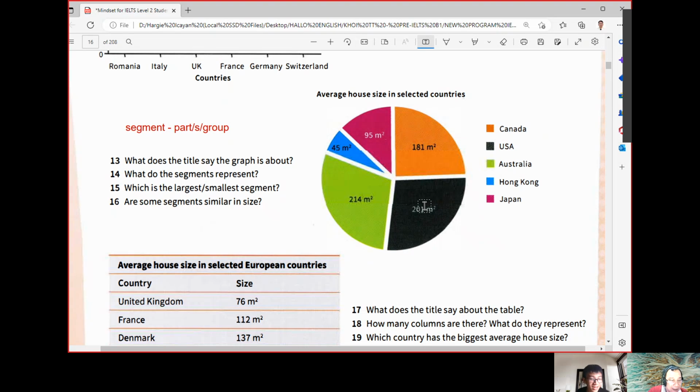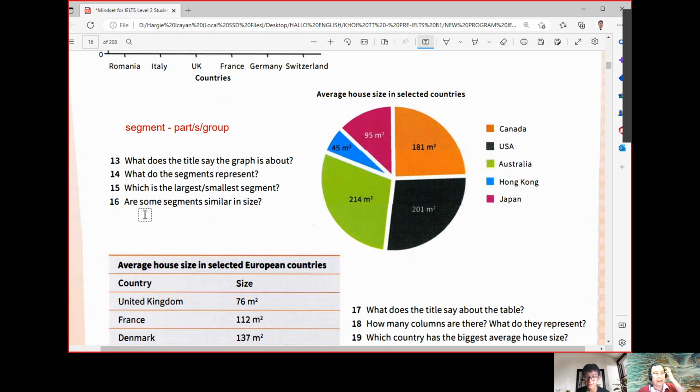Oh, I misunderstood the question. The smallest segment is Hong Kong. Then Japan. The smallest one is just Hong Kong, following after that would be Japan. The rest, the three segments here, Canada, the USA, and Australia, are roughly similar when it comes to numbers.